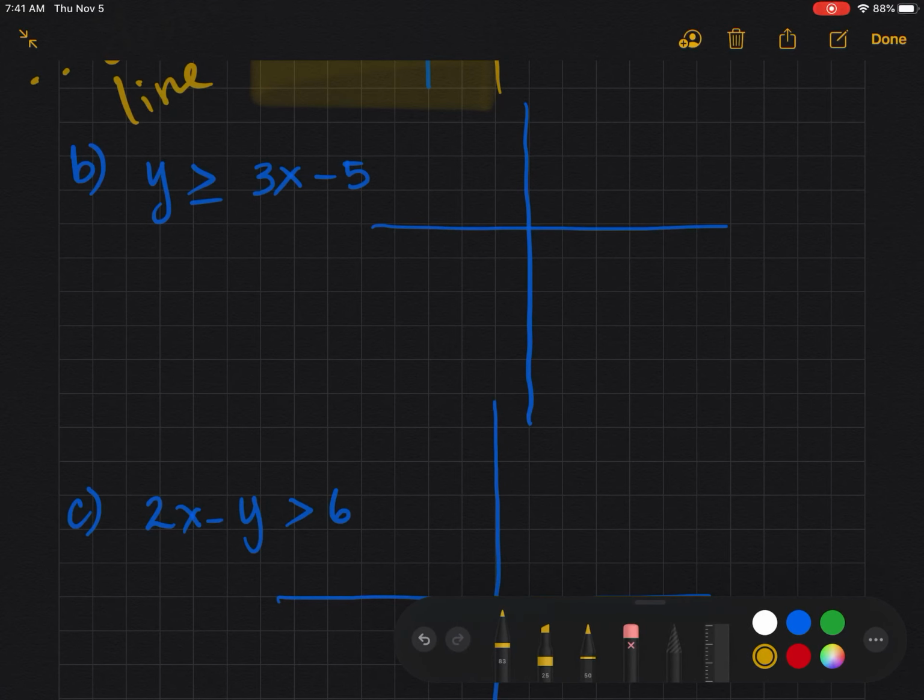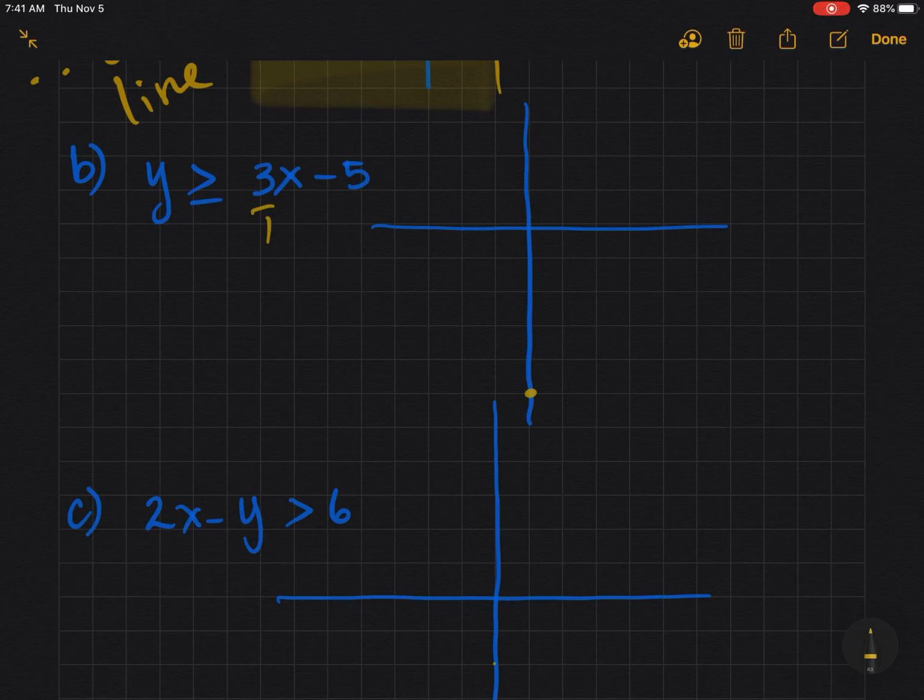Let's do a line here. I'm going to go to negative 5. Slope is 3, up 3, run 1. And now I'm going to ask myself, solid or dotted? Well, it's equivalent, so that is a solid line. So anytime you have the equal bar underneath, you can make it solid.